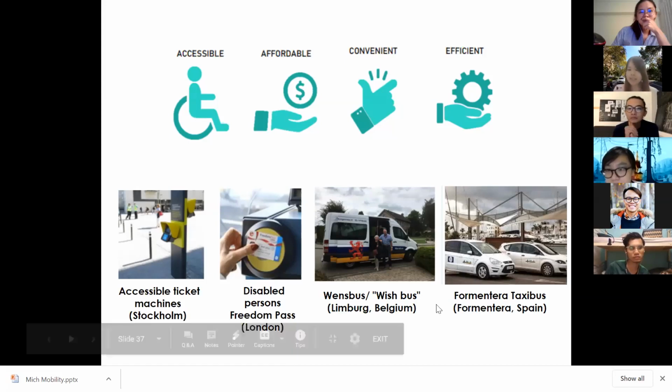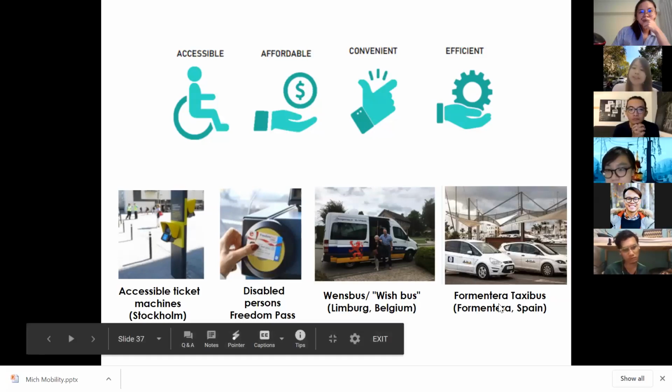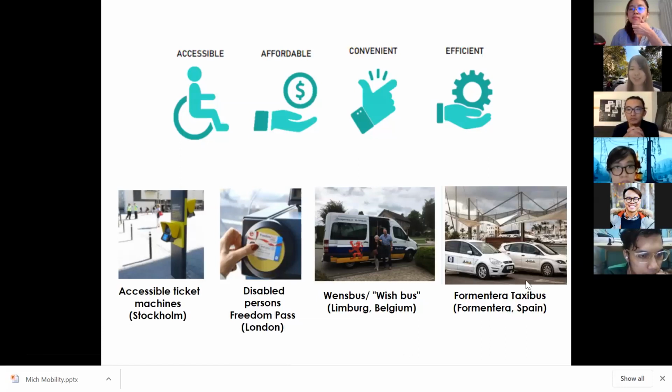Yeah. And also this Formentera taxi bus. Formentera is a tourist spot in Spain, but during the off-peak season, there is no public transport, but the locals will still need to access the places they want. So this is a demand responsive transport where they could hit an intercom button at the bus stop, and then the taxi will come to them.